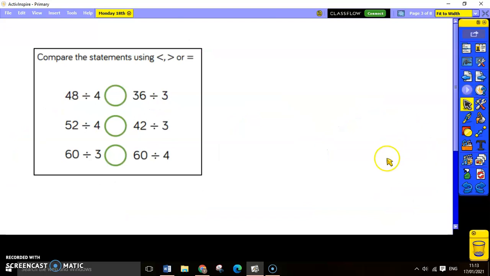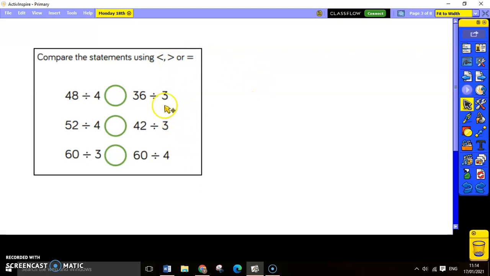Okay, so we are going to look at some problems today, and you are going to be using your chunking method to help you solve the problems. So here we go. We're going to start with compare the statement using these inequality symbols. So the first question that I always ask myself when I'm starting a problem is, what do I already know? So I already know something about these inequality symbols. I know this one means less than, I know this one means greater than, and I know this one means equal to or equivalent to.